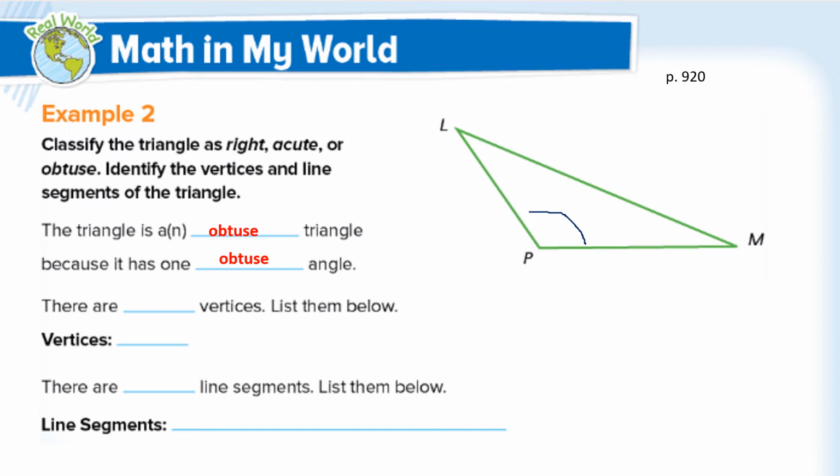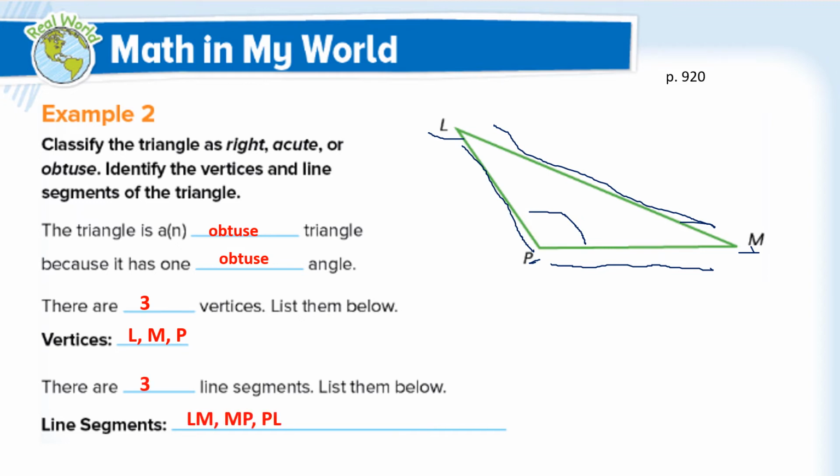There we go. And there are how many vertices? 1, 2, 3. And what are they? L, M, P. It doesn't matter what order you put them in. Then how many line segments connect this? I see 1, 2, 3 again. And the line segments are LM, MP or PM, it doesn't matter what order, and PL with a line above it.